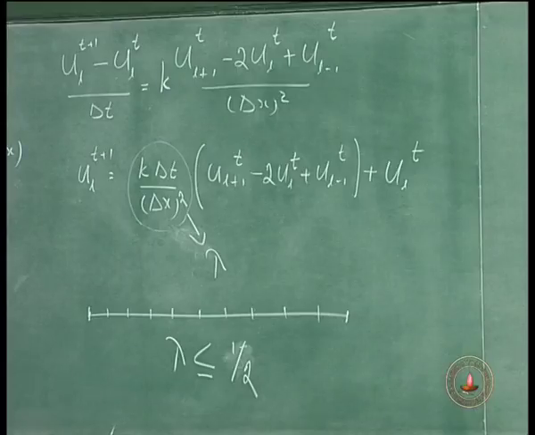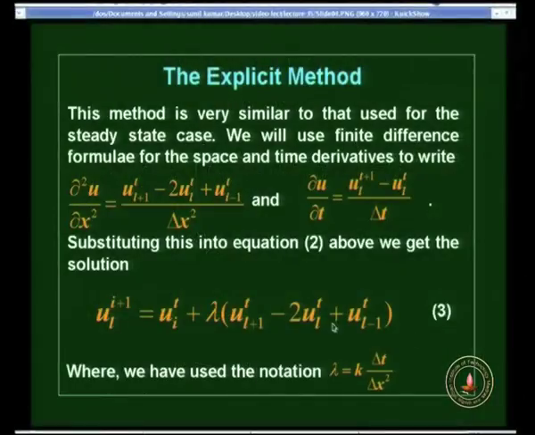So that's what is summarized here. We have the spatial derivative written as a discrete equation, and the time derivative written again using the forward difference equation, and we substitute that into the heat equation and obtain a simple equation of this form, where lambda is given by k times delta t by delta x squared.